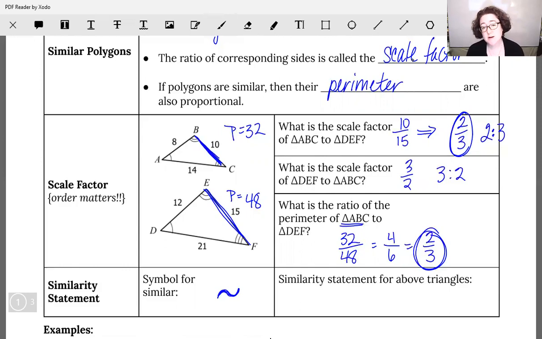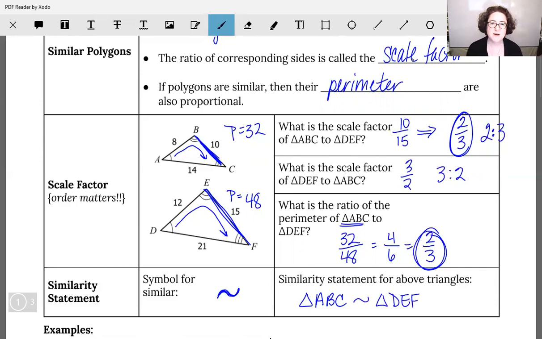So a similarity statement is just like a congruent statement where we're stating what pieces of our triangles correspond to the others. So if I had triangle ABC, and I go around from the 1 angle to the 2 angle to the 3 angle, I would need to go in the same order in the other triangle, from the 1 to the 2 to the 3. So triangle ABC is similar to triangle DEF, and we figure out our corresponding parts in a very similar way to when we did congruent triangles.